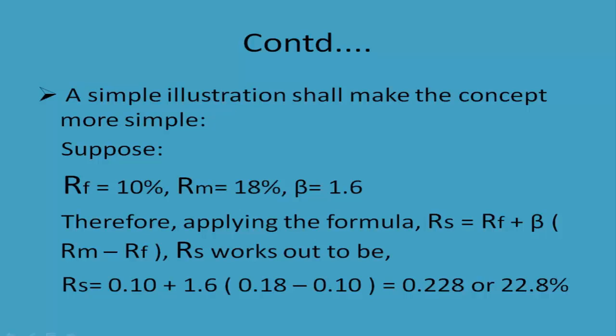So if a person is investing into a particular stock, or a particular asset, or a particular long-term business venture, under these conditions of a 10% risk-free rate of return and 18% RM with a beta factor of 1.6, the total RS, the required rate of return from a particular security or capital asset, shall work out to be 22.8% or 23%, which is quite high.